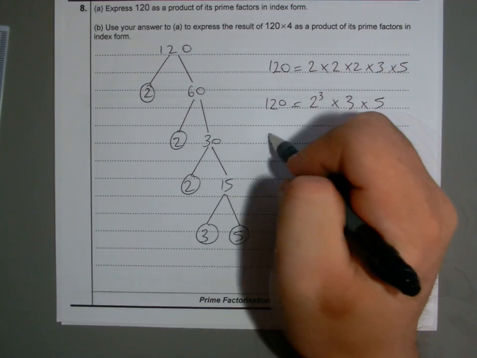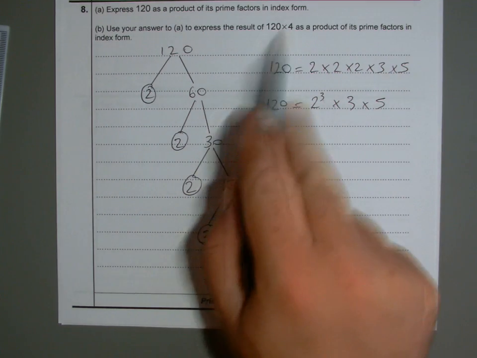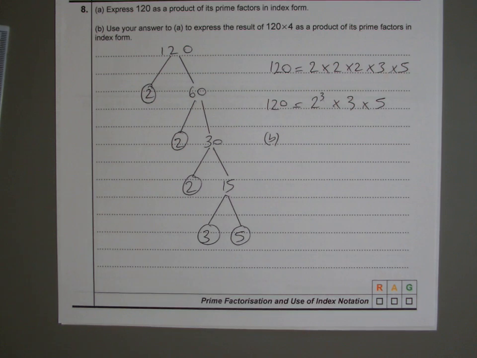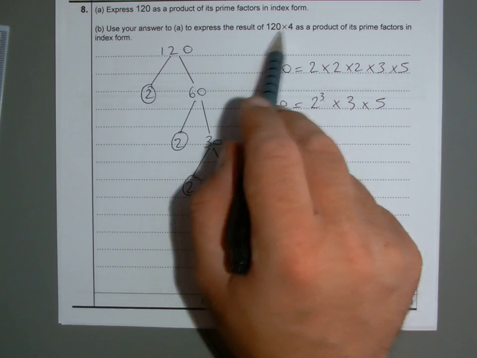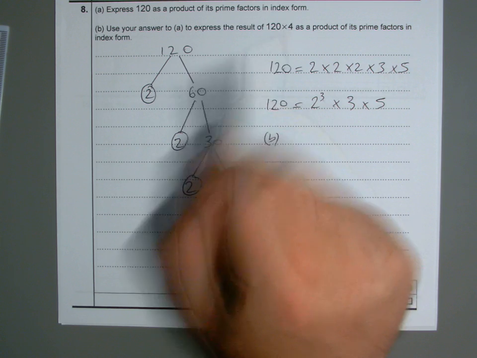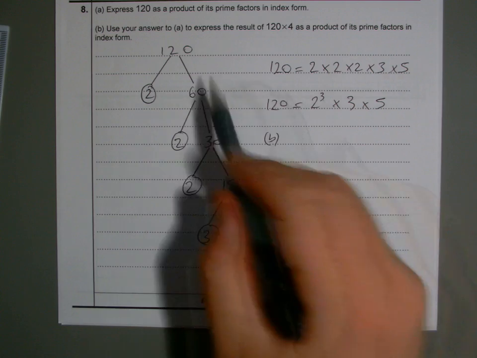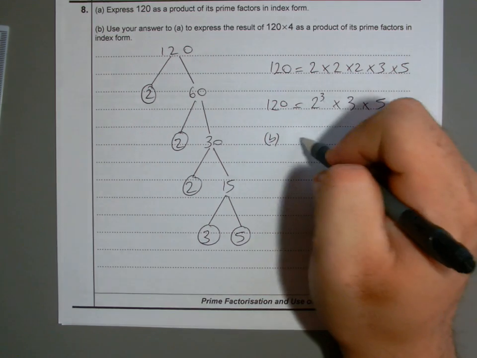Now when it comes to B, it asks you to use your answer in part A. So we don't need to go through the whole branch thing again with this. And you don't actually need to work this out. You could do 120 times 4 and you get 480, but you don't need to do that because they're asking you to use your answer in A.